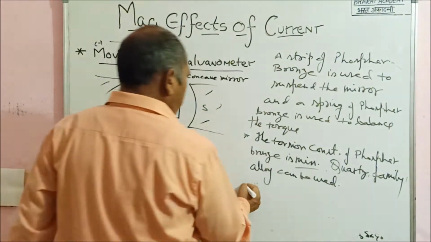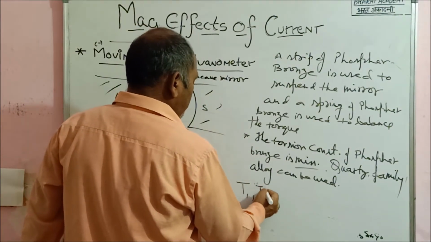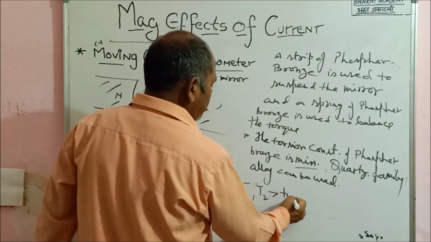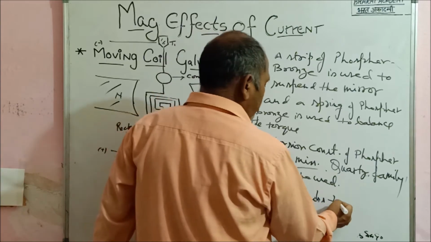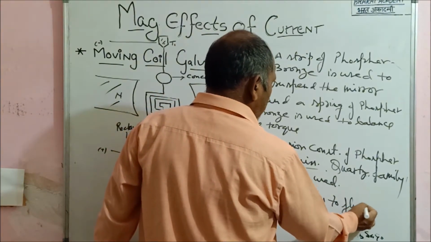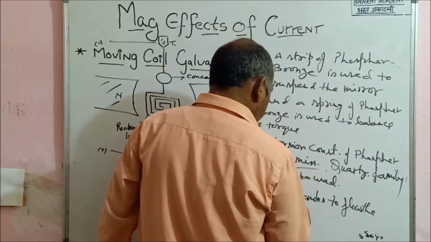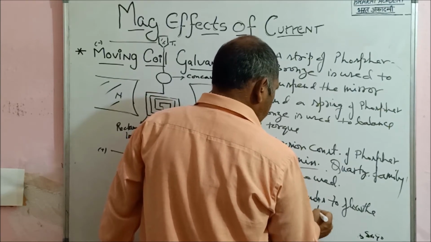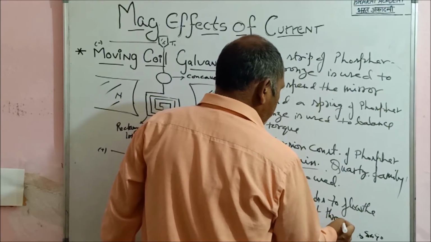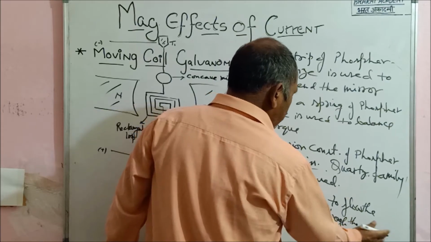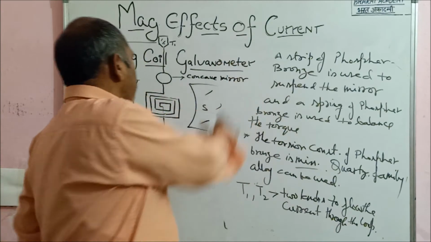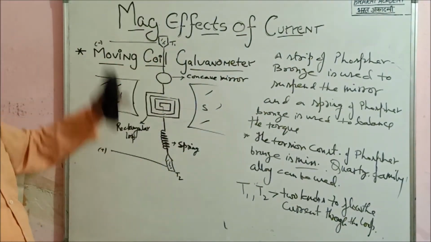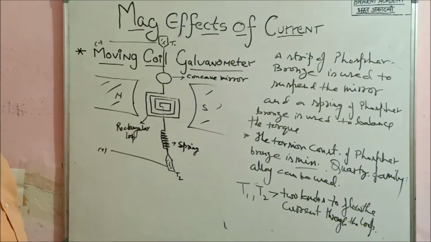And as far as T1, T2 are concerned, they are the two knobs to flow the current through the loop. So by doing this, everything is crystal clear: what all parts we have in the moving coil galvanometer and why they are being used.